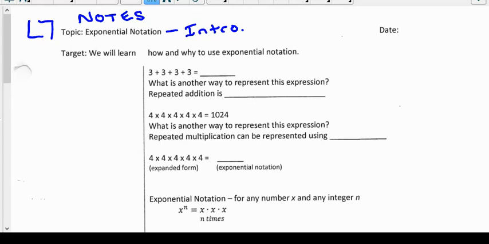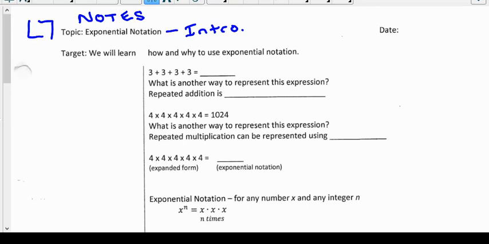This can be some notes for lesson 7, which is just an introduction to our new unit about exponents. So as you can see, we've got exponential notation intro. You might want to put the date over here and keep yourself organized. I still suggest you keep a notebook, okay? Our target today is we want to learn how and why to use exponential notation.